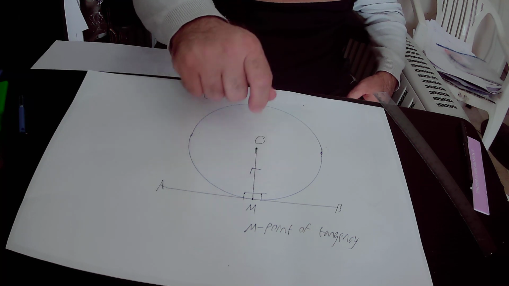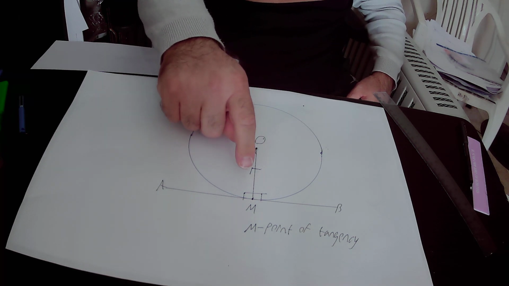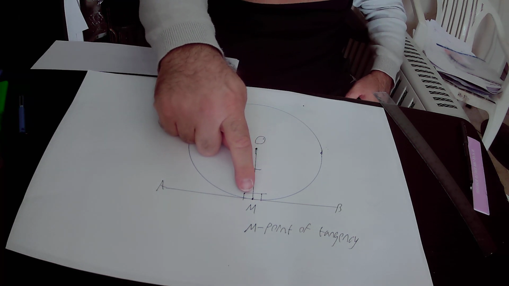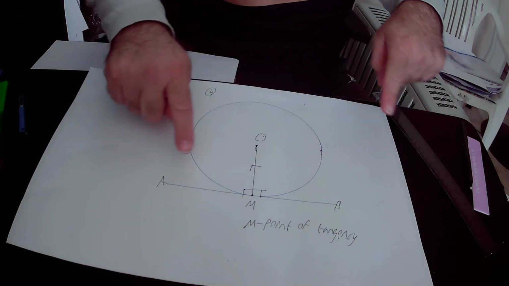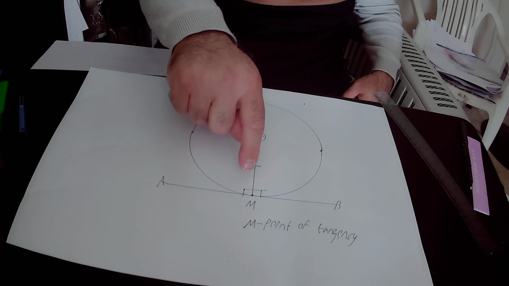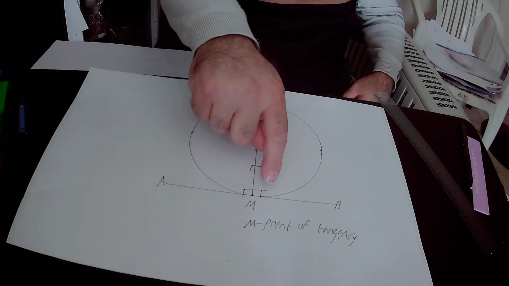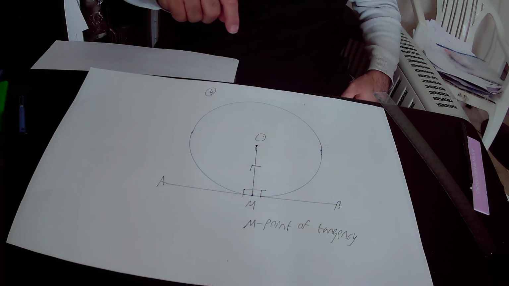This radius OM is drawn to the point of tangency, that is to say it is drawn to point M, that is the point of tangency. Therefore, the tangent AB is perpendicular to this radius, that is to say this angle equals 90 degrees, and this angle also equals 90 degrees.